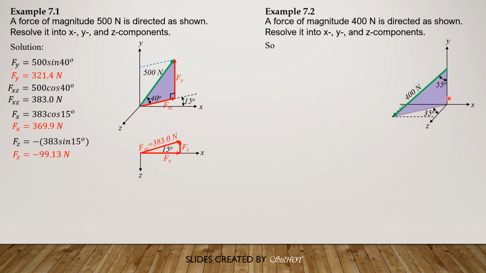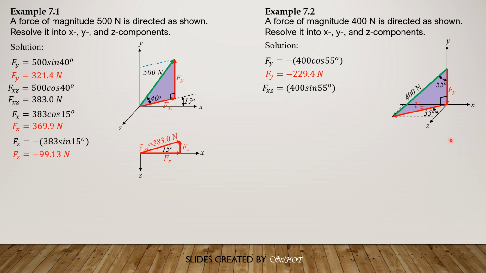So first, let's solve for the y component, which, from the figure, because this is a 90-degree triangle, is equal to negative 400 cosine of 55 degrees. So Fy is equal to negative 229.4 newtons. Then let's solve for the xz projection of the force, Fxz. So it is equal to 400 sine of 55.